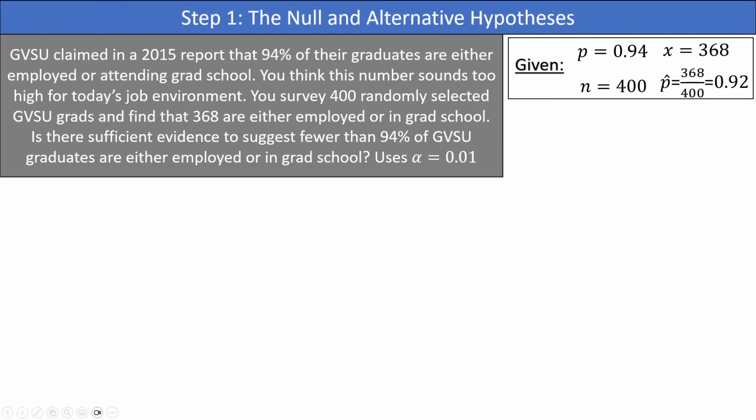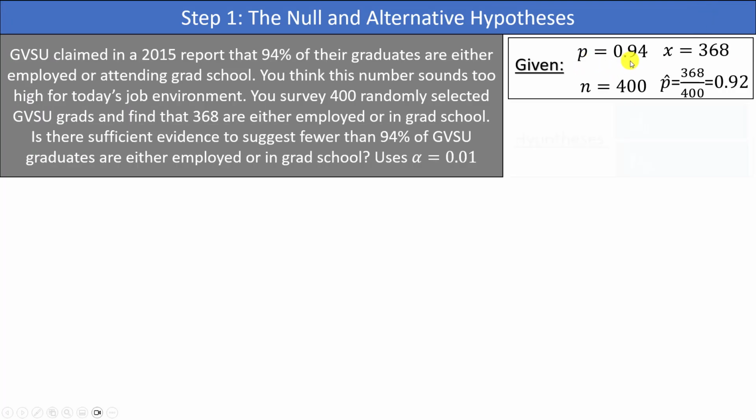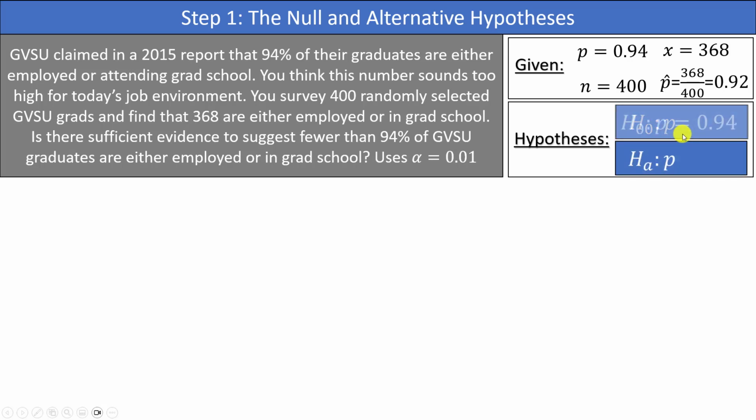Next, we can go ahead and set up the null and alternative hypotheses. Once again, use the handout as a guide. The null hypothesis for the one sample proportion test is that p is equal to some value. In this case, p is equal to 0.94. So our null hypothesis will be that p is equal to 0.94.